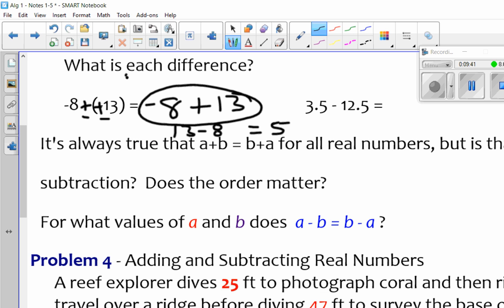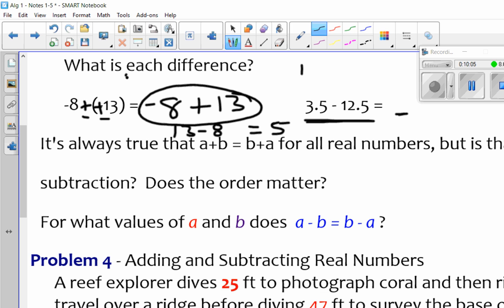I don't like to confuse you, but sometimes when I do numbers like this problem right here, I like to do that little thing I said earlier. Which number is bigger, 3.5 or 12.5? Well, obviously 12.5 is the biggest. What's the sign in front of it? It's negative. So that means right off the bat, my answer has to be negative, okay?